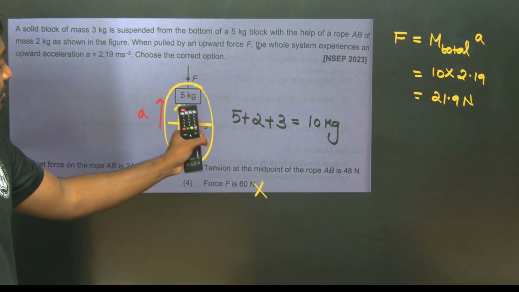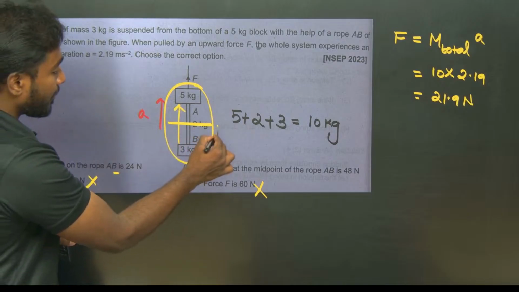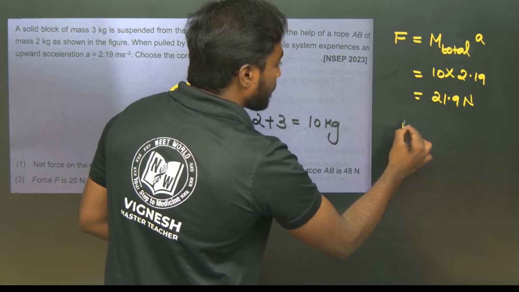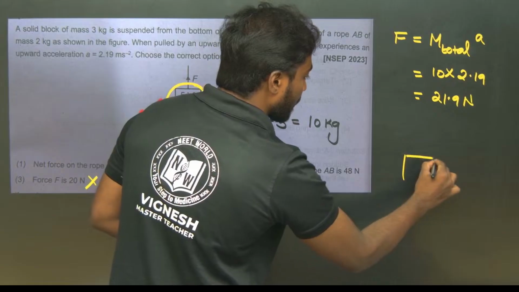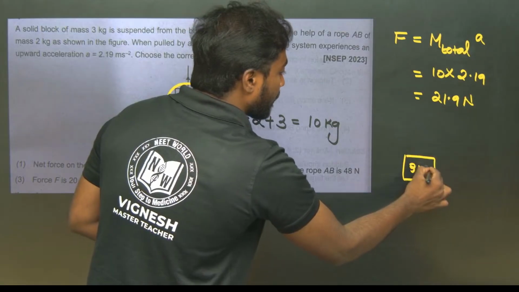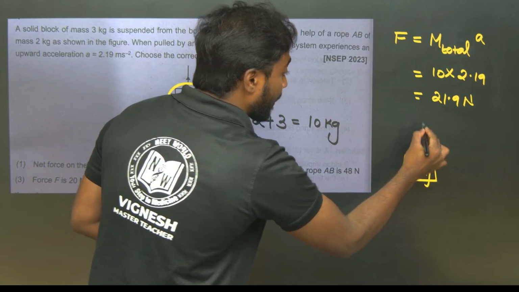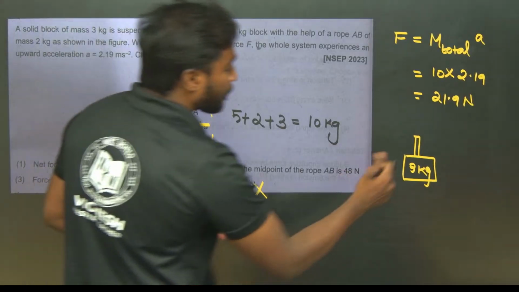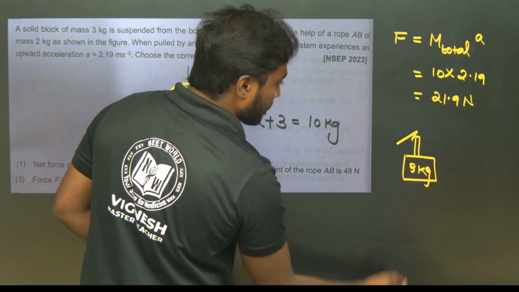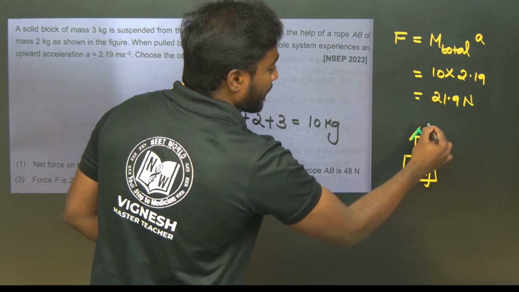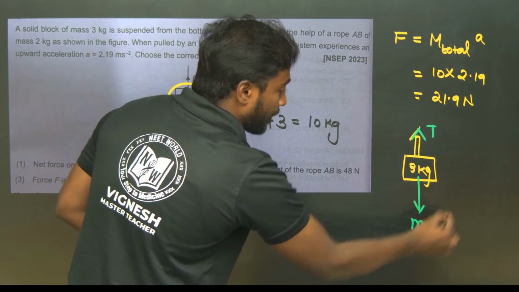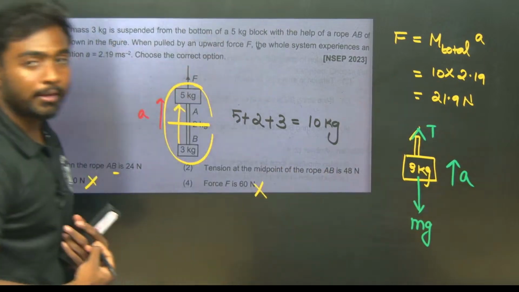Let me find what the tension is here first. In the sense here there is a force, right? I'll draw the free body diagram. This is my 3 kg block, and the rope is like this. I have taken only half of the rope. This is my tension T. There will be a weight mg, and this is my acceleration A.